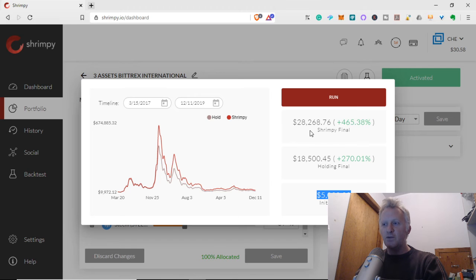will have $28,500 instead of holding, where you have $18,000. So I need to test if it's worth it, if you can make more money with the rebalance every day. So that's the main motivation to try this strategy.